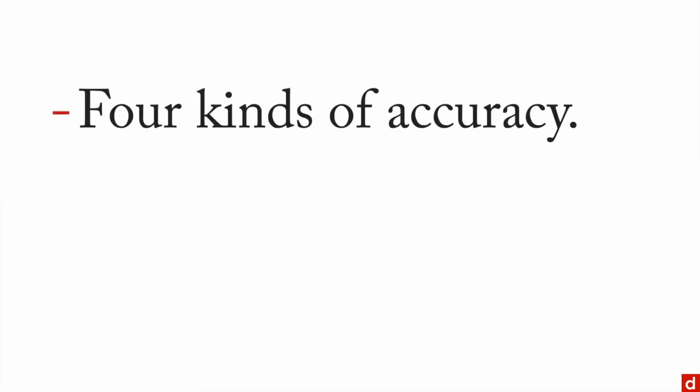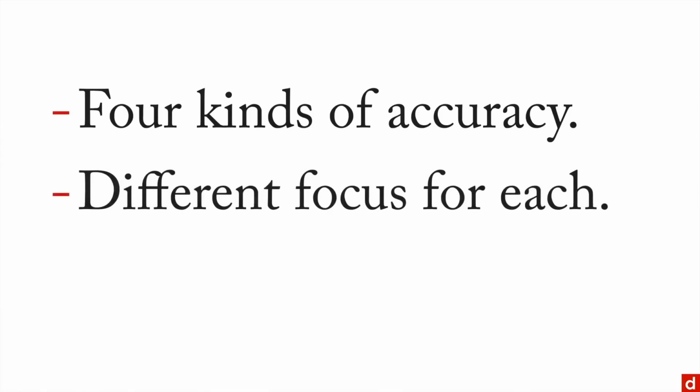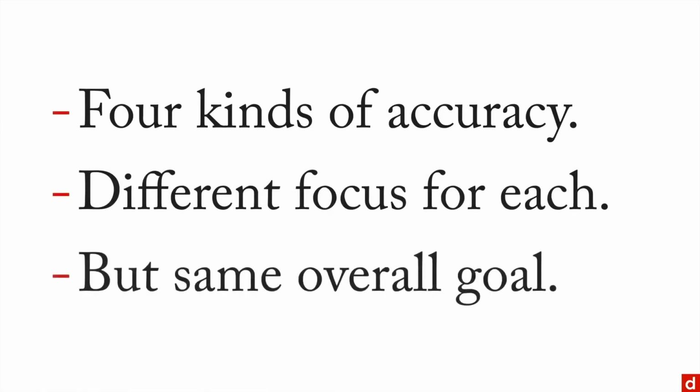So in sum, from these tables, we get 4 kinds of accuracy, and there's a different focus for each one, but the same overall goal. You want to identify the true positives and true negatives and avoid the false positives and false negatives. And this is one way of putting numbers on, an index really, on the accuracy of your measurement.